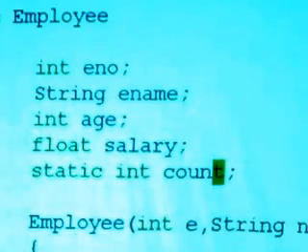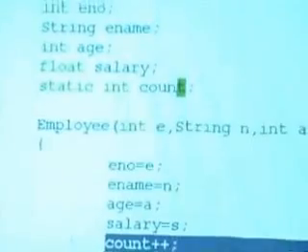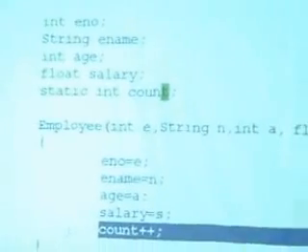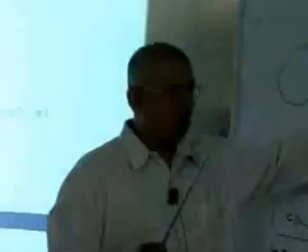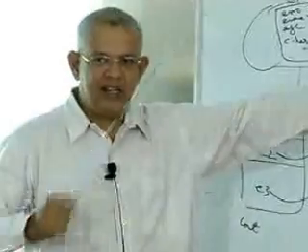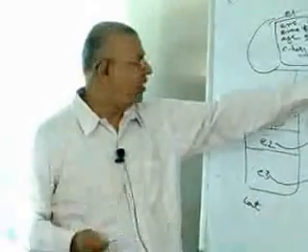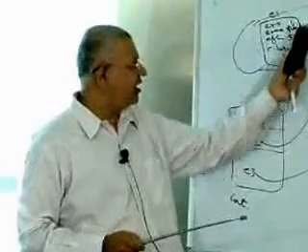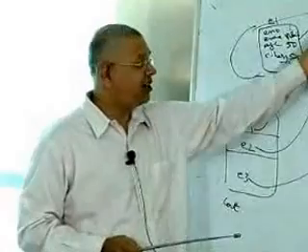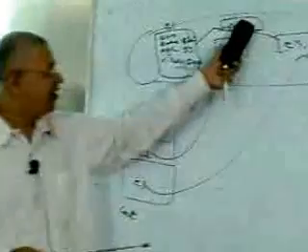Now what will happen? Every time the constructor is called, this count will get incremented, and because of that, one count is there which is shared between all the instances of a class, and that count is getting incremented every time. So this guy gets created, count becomes 1. This guy gets created, count will become 2. This guy gets created, count will become 3.